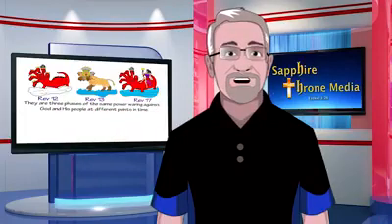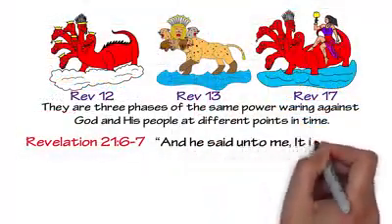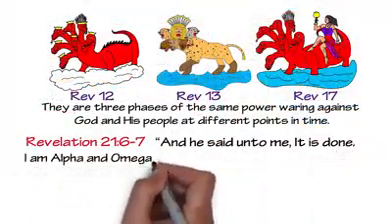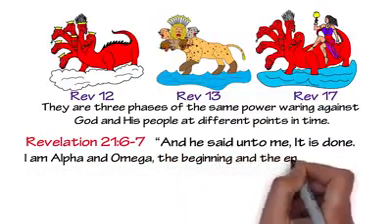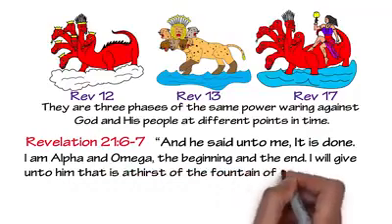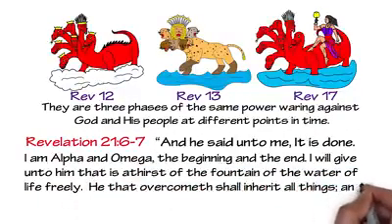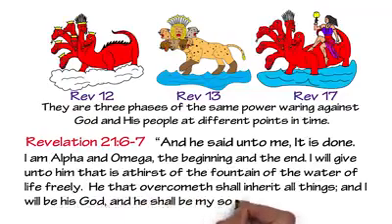Now I leave you with these words of encouragement found in Revelation 21, 6 and 7. And he said unto me, It is done. I am Alpha and Omega, the beginning and the end. I will give unto him that is athirst of the fountain of the water of life freely. He that overcometh shall inherit all things, and I will be his God, and he shall be my son.